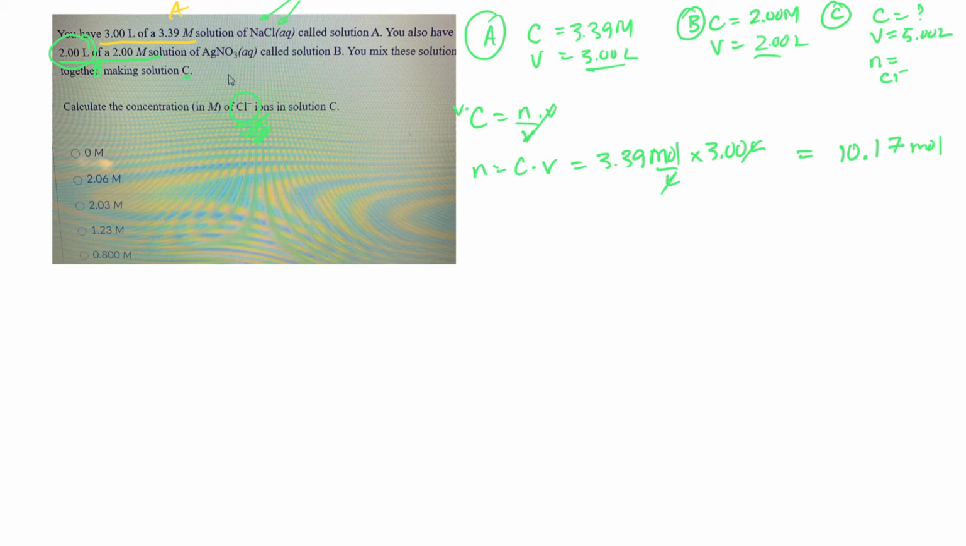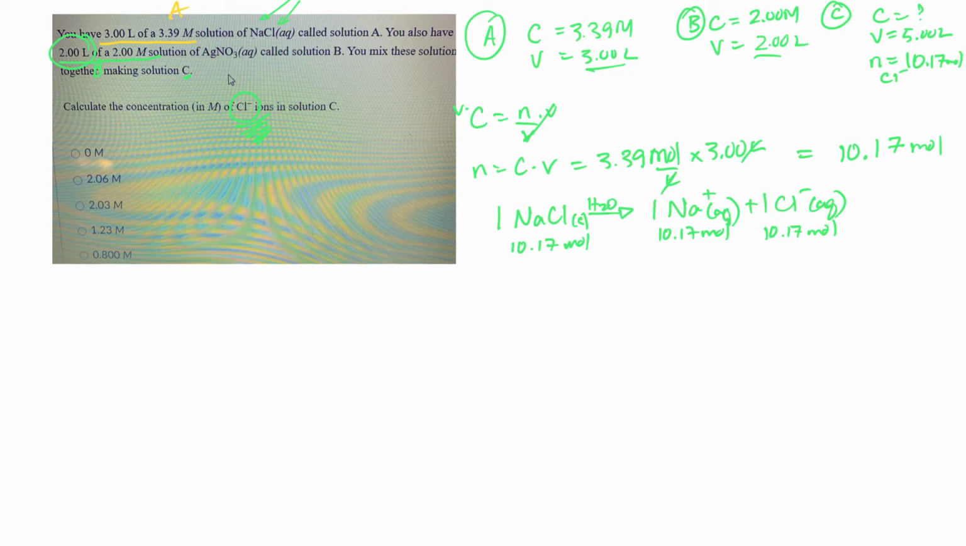Now, if you want to worry about dissociation, and it's a good idea to worry about it, when you put sodium chloride in water, it dissociates into sodium ions and chloride ions. Each of those, because this is balanced, it's a 1-to-1 relationship. So if I have 10.17 moles of this, when it breaks apart, I have 10.17 moles of sodium ions and 10.17 moles of chloride ions. So that's how many moles of chloride ions I have.